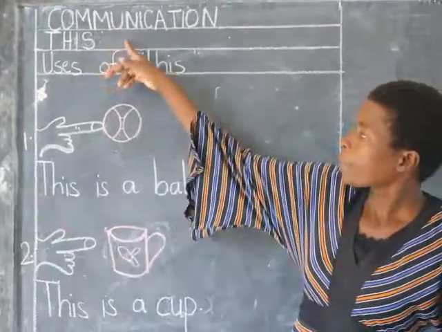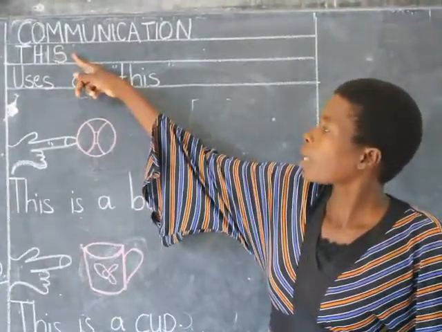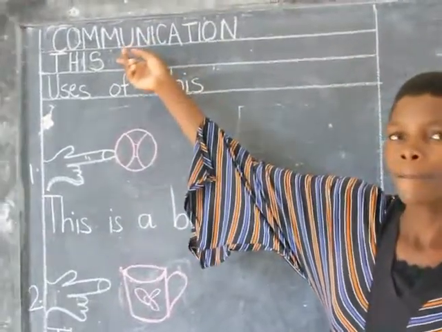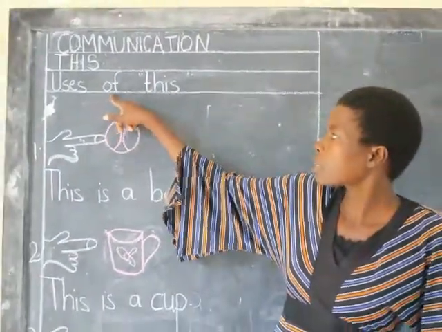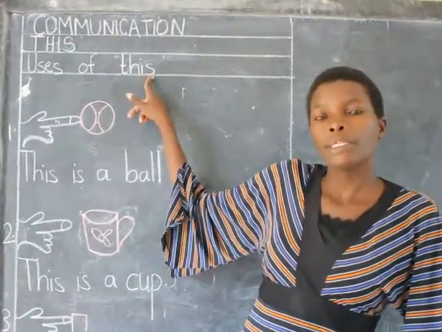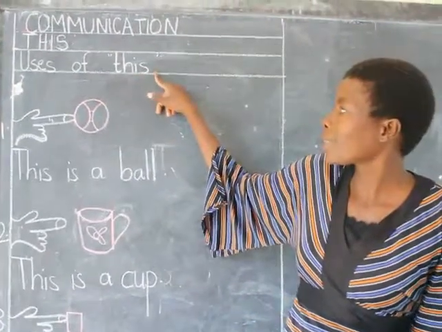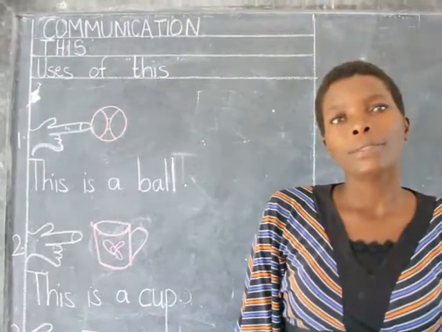When you look up here, I have the word written: this. So our topic of today reads as this. And our subtopic of today is uses of the word this. I repeat, our subtopic of today is uses of the word this. Where do I use the word this?